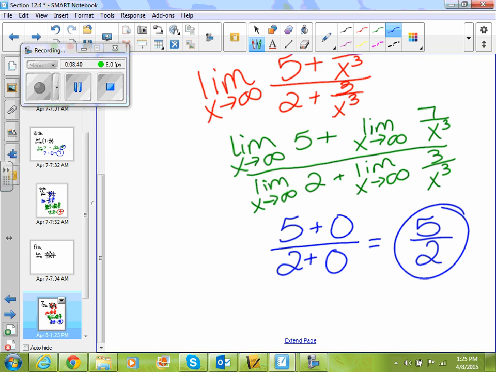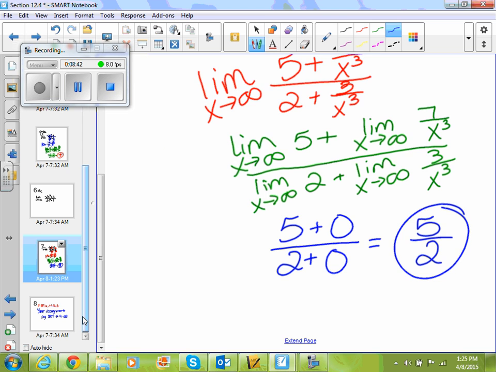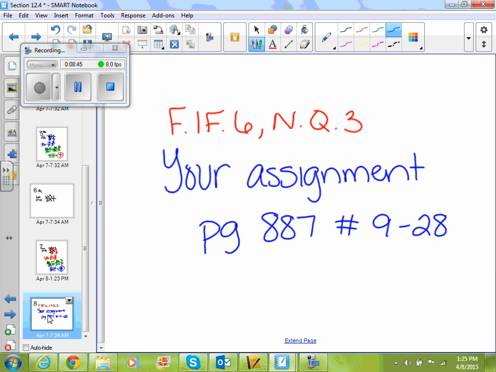Okay, so limits at infinity, pretty straightforward. You guys are going to work through 887, 9 through 28.